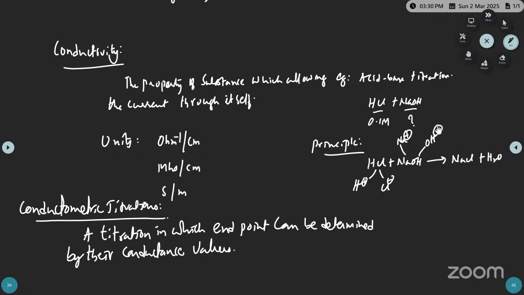So here the HCl solution has some conductivity and similarly NaOH has some conductivity. How does the HCl solution allow the current? When the current is passed through the HCl solution, what happens? In that HCl solution, H plus ions are there. The H plus ions are carrying the current from one end to another end.